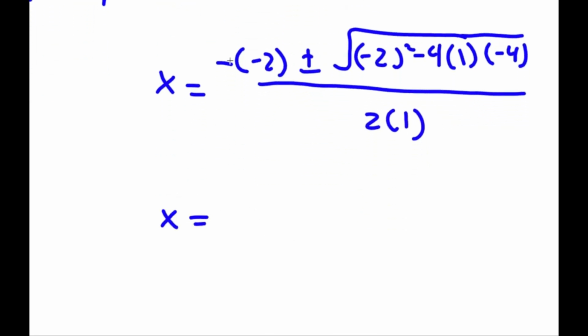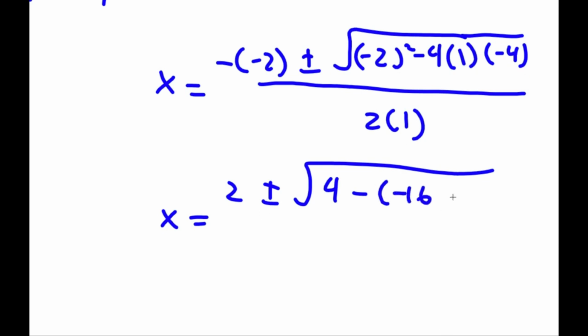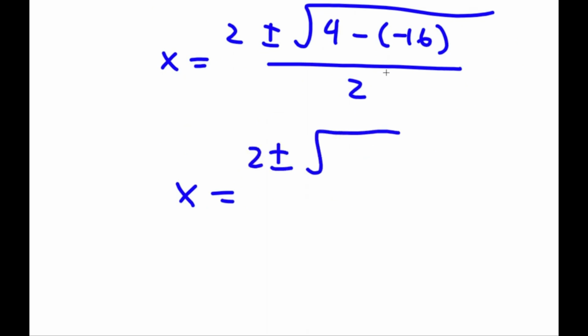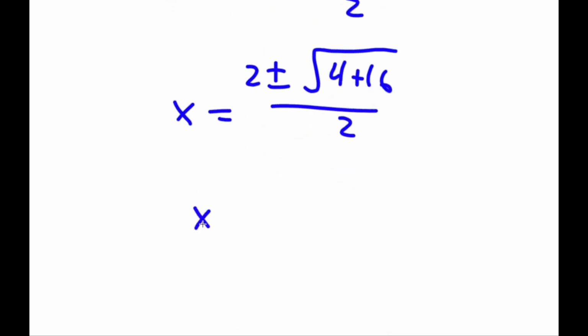Now I have x is equal to negative negative 2, which is positive 2, plus or minus the square root of negative 2 squared, which is positive 4, minus 4 times 1 times negative 4, which is negative 16, all over 2 times 1, which is 2. Now I have x is equal to 2 plus or minus the square root of 4 minus negative 16, which is 4 plus 16, over 2. 4 plus 16 is 20, so I have x is equal to 2 plus or minus the square root of 20 over 2.